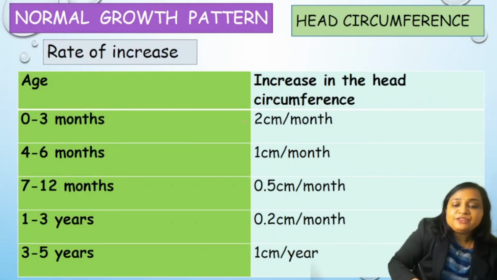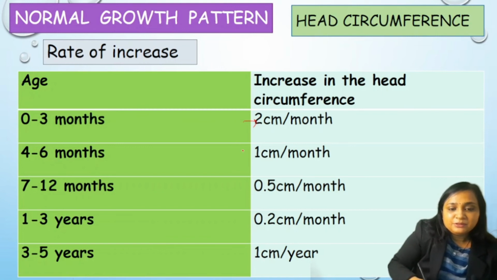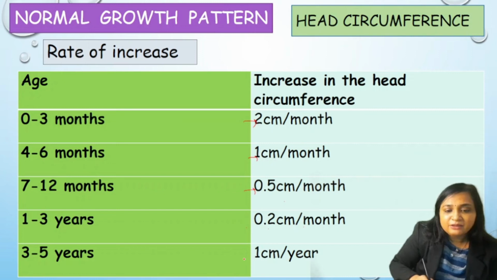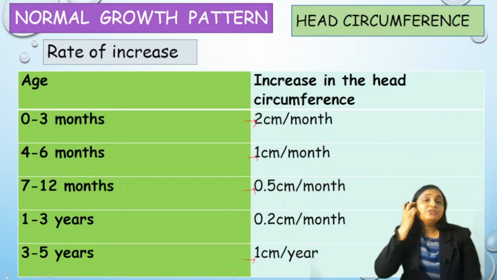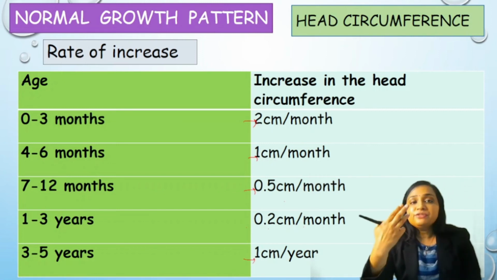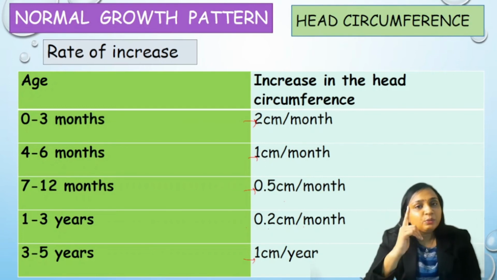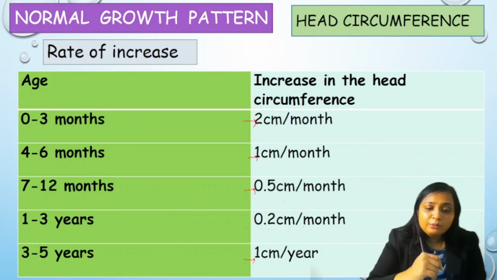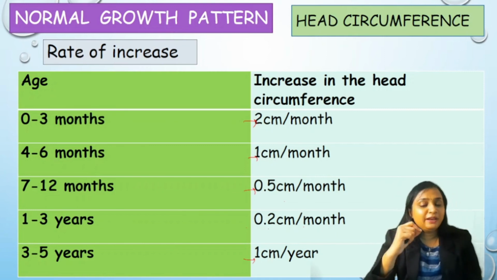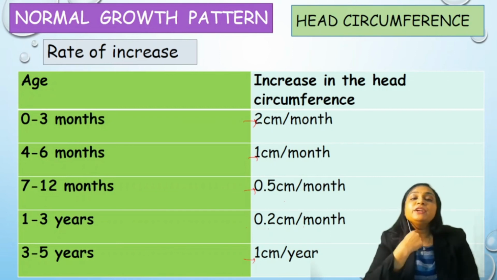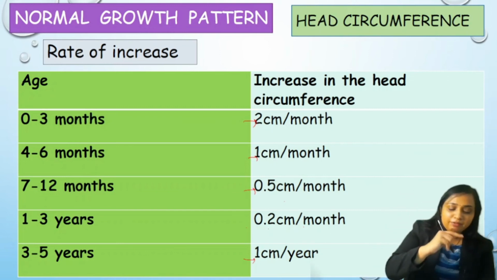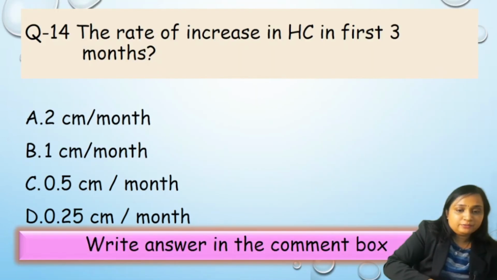Between 0 to 3 months, it is 2 centimeter per month. Between 3 to 6 months, it is 1 centimeter per month. In the last 6 months of the first year, it is 0.5, then 0.2 per month, and then it will be 1 centimeter per year. So how are we going to remember it? First 3 months of life, 2 centimeter per month. 3 to 6 months, 1 centimeter per month. 6 to 12 months, 0.5. So 2, 1 and 0.5. Then 1 to 3 years, 0.2 centimeter per month. After that, only 1 centimeter per year.